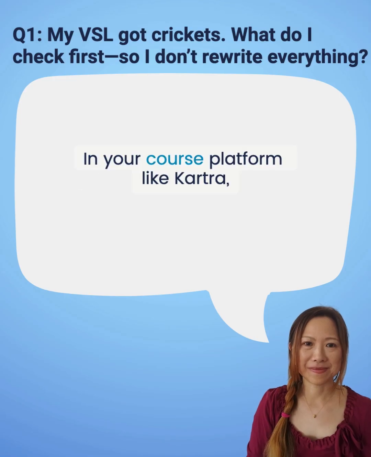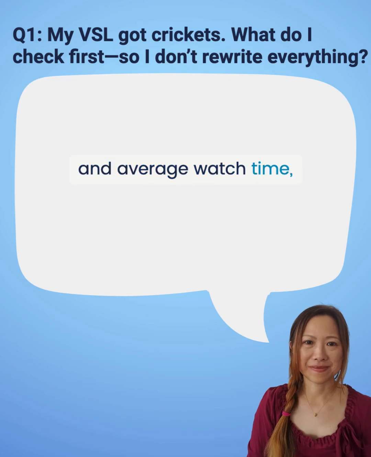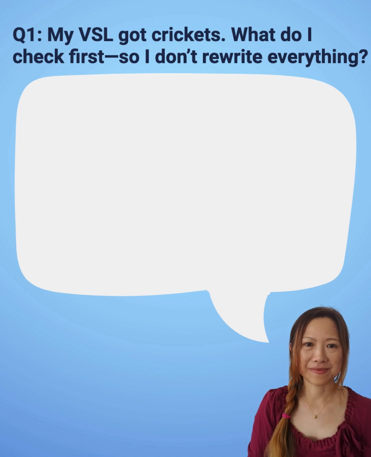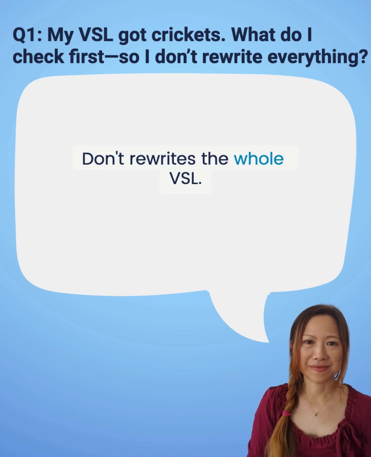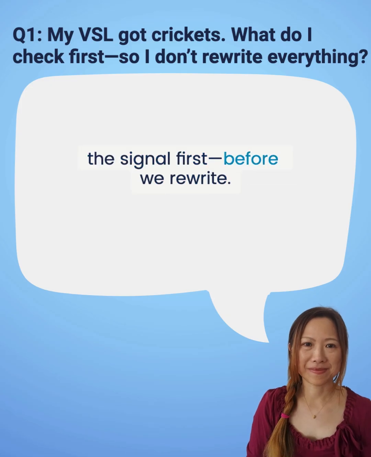In your course platform like Kartra, look at your drop-off points and average watch time, then change one thing based on the signal you're missing. Don't rewrite the whole VSL. That's why we diagnose the signal first, before we rewrite.